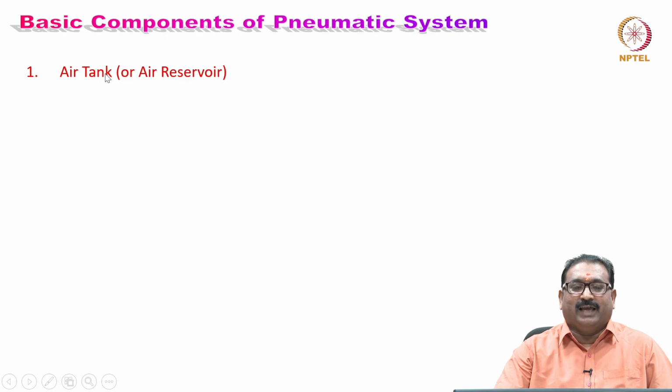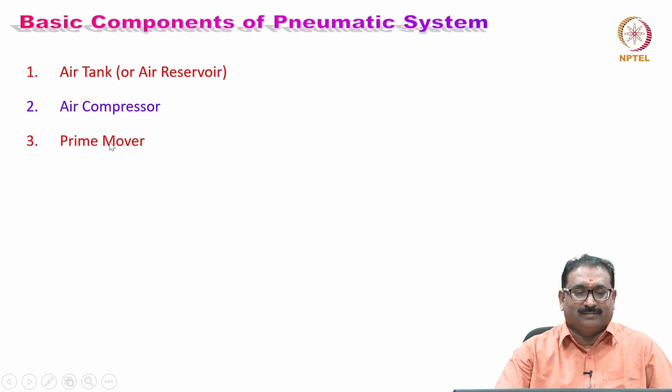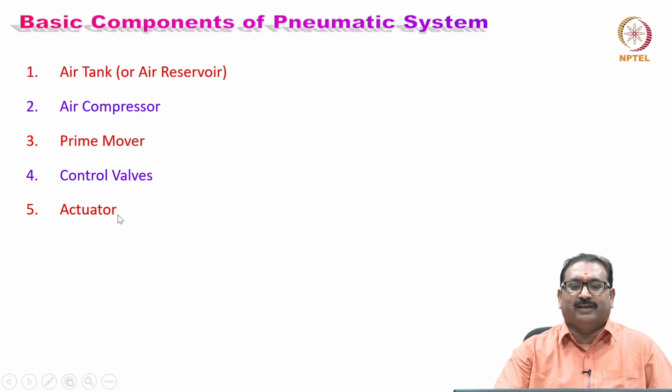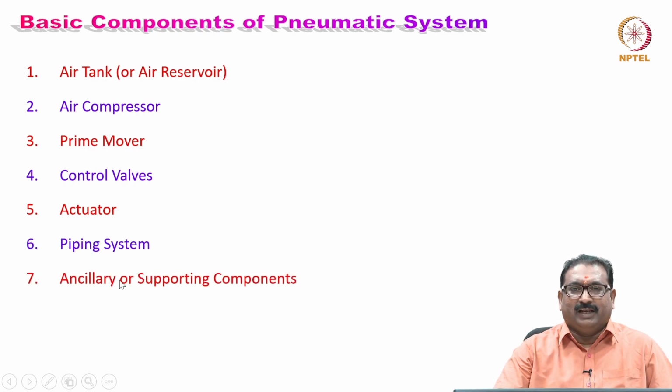First component is the air tank or air receiver, which stores the pressurized air with required volume. Air compressor, prime mover, control valves, actuator, piping system and ancillary devices are the supporting components. Please see here the basic components of pneumatics.